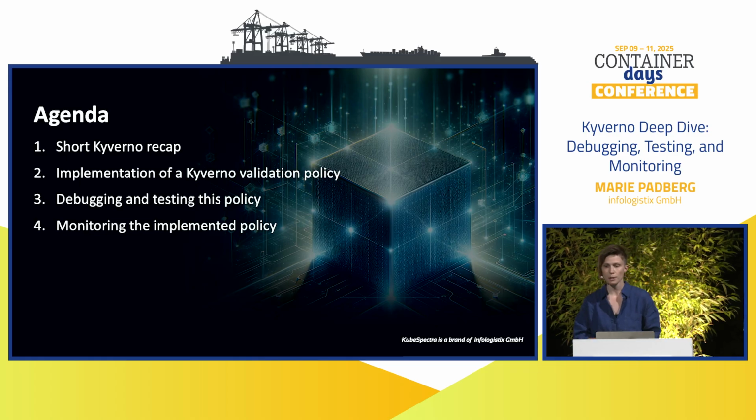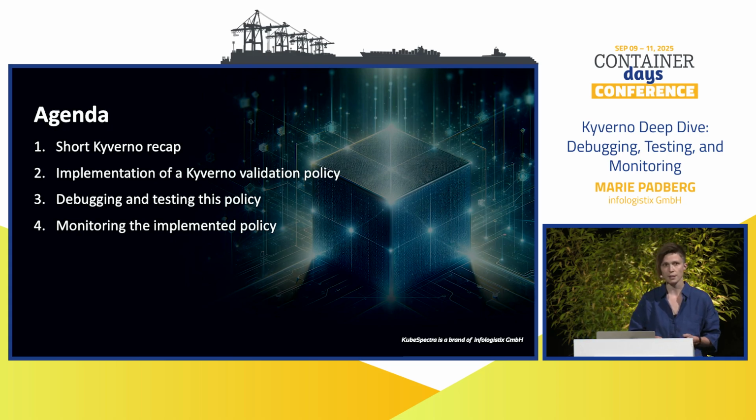Here's what we'll cover today. We'll start with a short recap of Kyverno just to set the stage. Then we'll go step by step through an advanced validation policy with JMESPath, deny rules, variables, and preconditions. Then we shift into debugging and testing, including both the command line interface and CI automation. And finally, we take a look into monitoring and reporting.